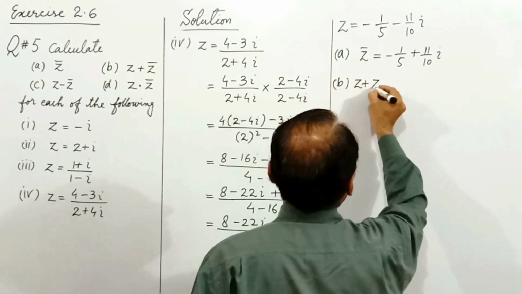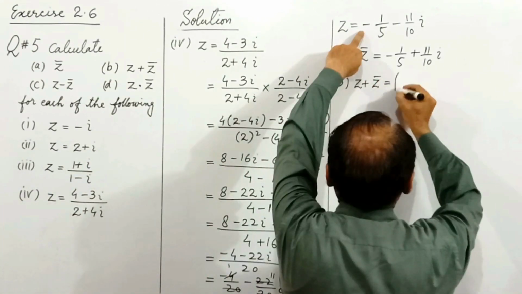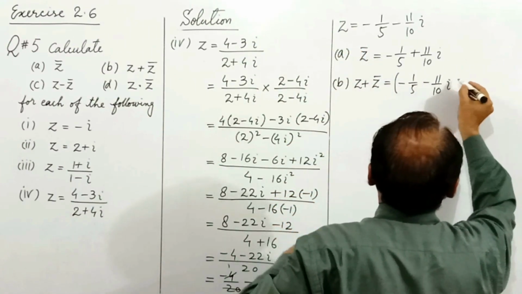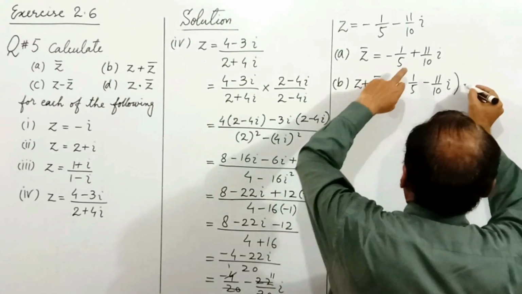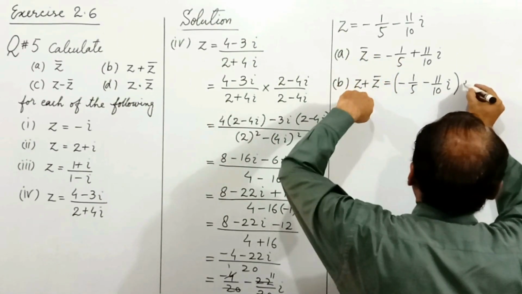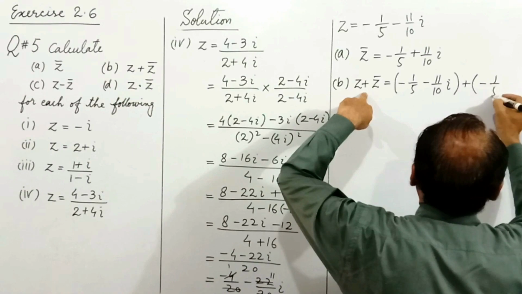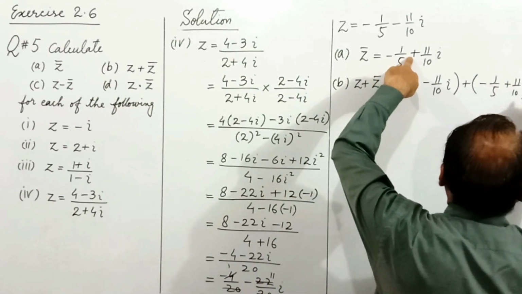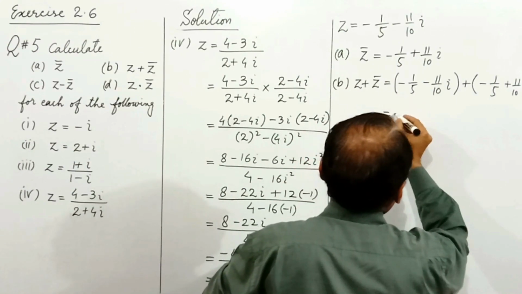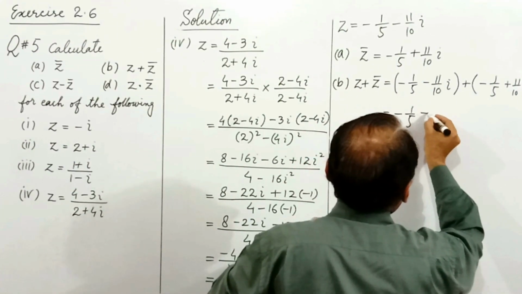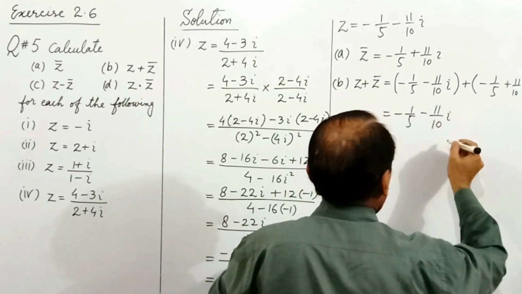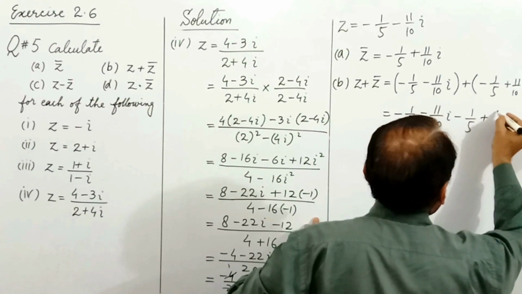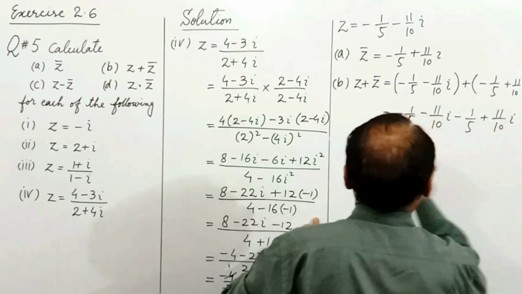Z plus Z bar is equal to minus 1 over 5 minus 11 over 10 iota plus minus 1 over 5 plus 11 over 10 iota. We open the bracket, and we get minus 1 over 5 minus 11 over 10 iota minus 1 over 5 plus 11 over 10 iota.